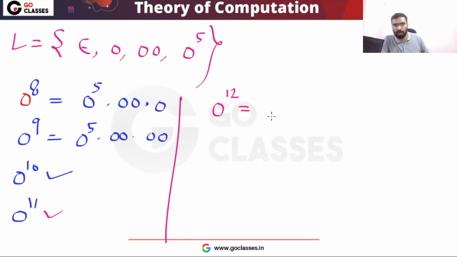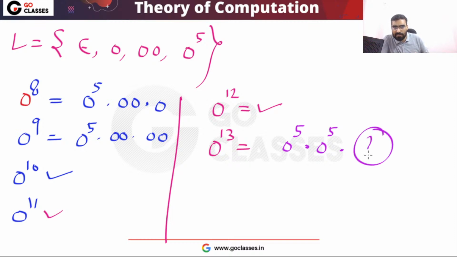0 power 12, that also you can create. What about 0 power 13? If I want to create 0 power 13, then I need to take 0 power 5, 0 power 5, and now I cannot create it, right? So this is the smallest string that cannot be created. This is your answer.